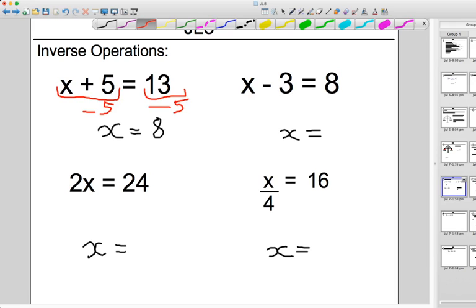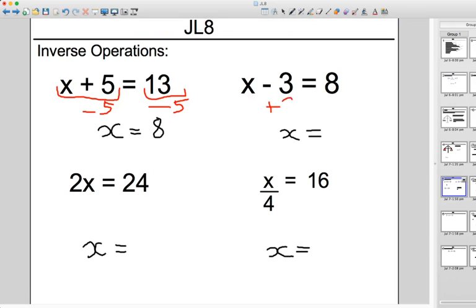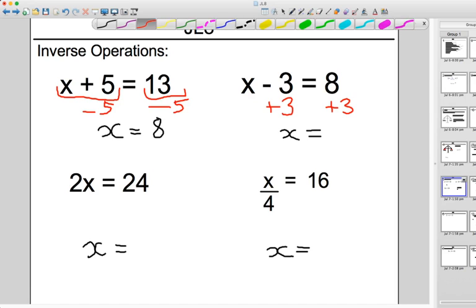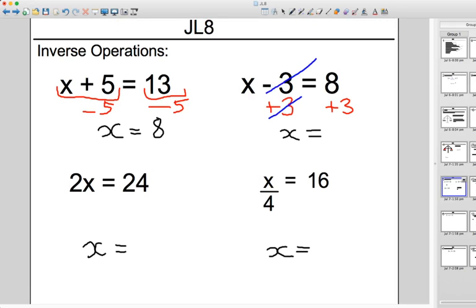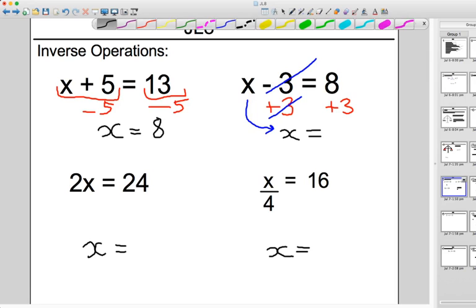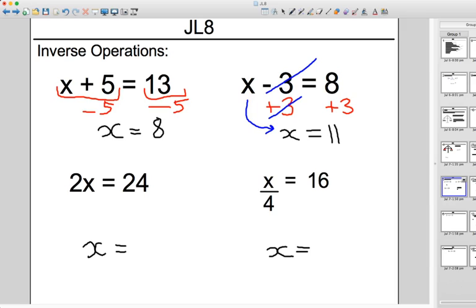Next, x minus 3 equals 8. So I've got to subtract 3 next to this x. The opposite of subtract 3 would be add 3. And add 3. You'll find that the negative 3 and the plus 3 will cancel, leaving just the x here on the left. And then I've got 8 plus 3, 11. So that's add and subtract, or subtract and add. You do the opposite of what's there.